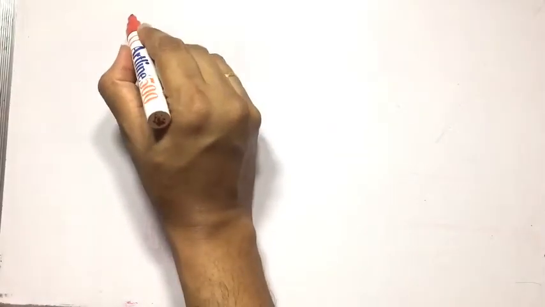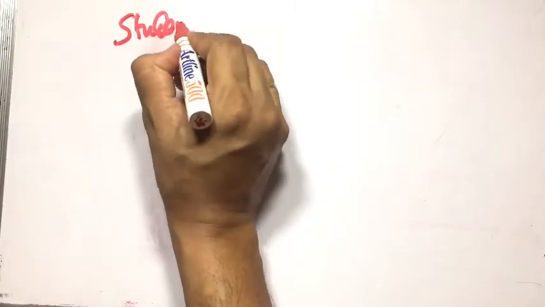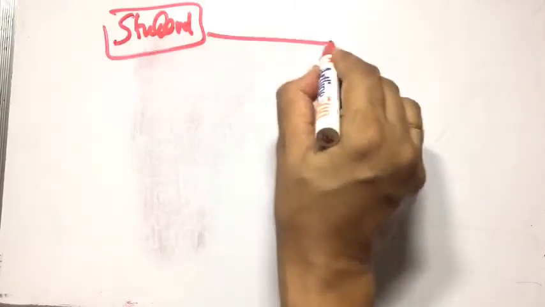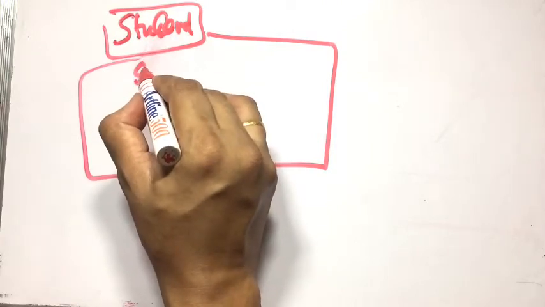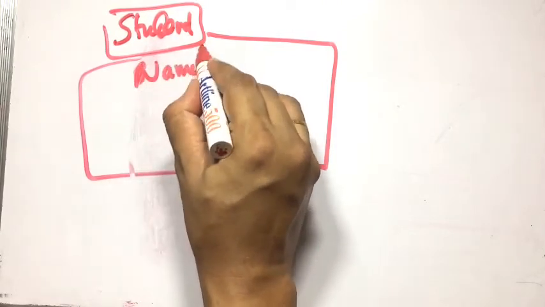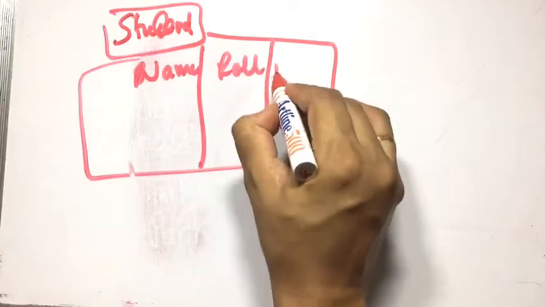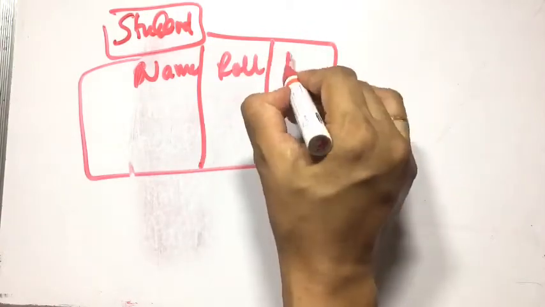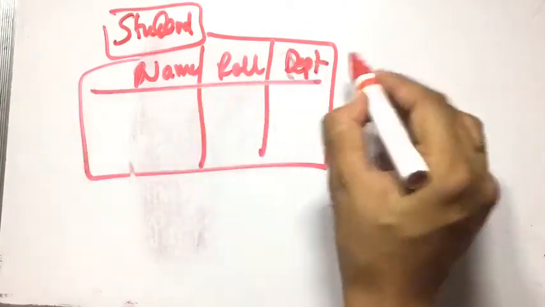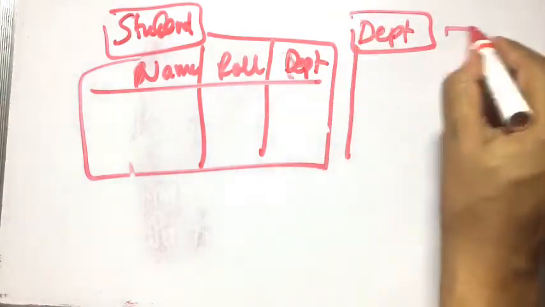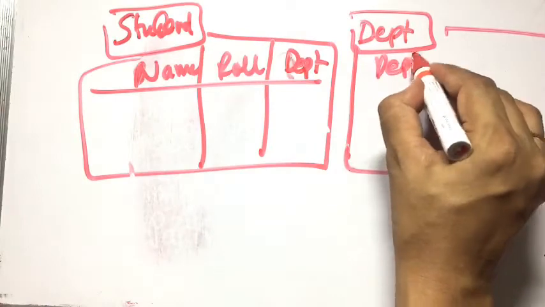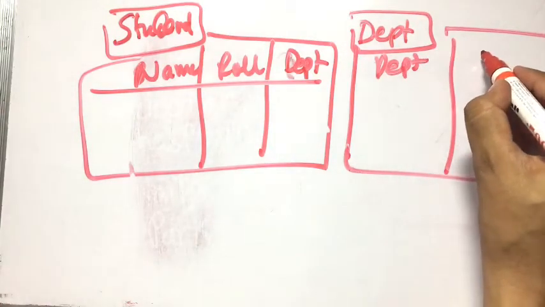Consider the example. Suppose a table name is student, which consists of name, role and department. Suppose here is a table with name, role and department. There is another table, suppose department, and that department table contains department ID and department name, D name.